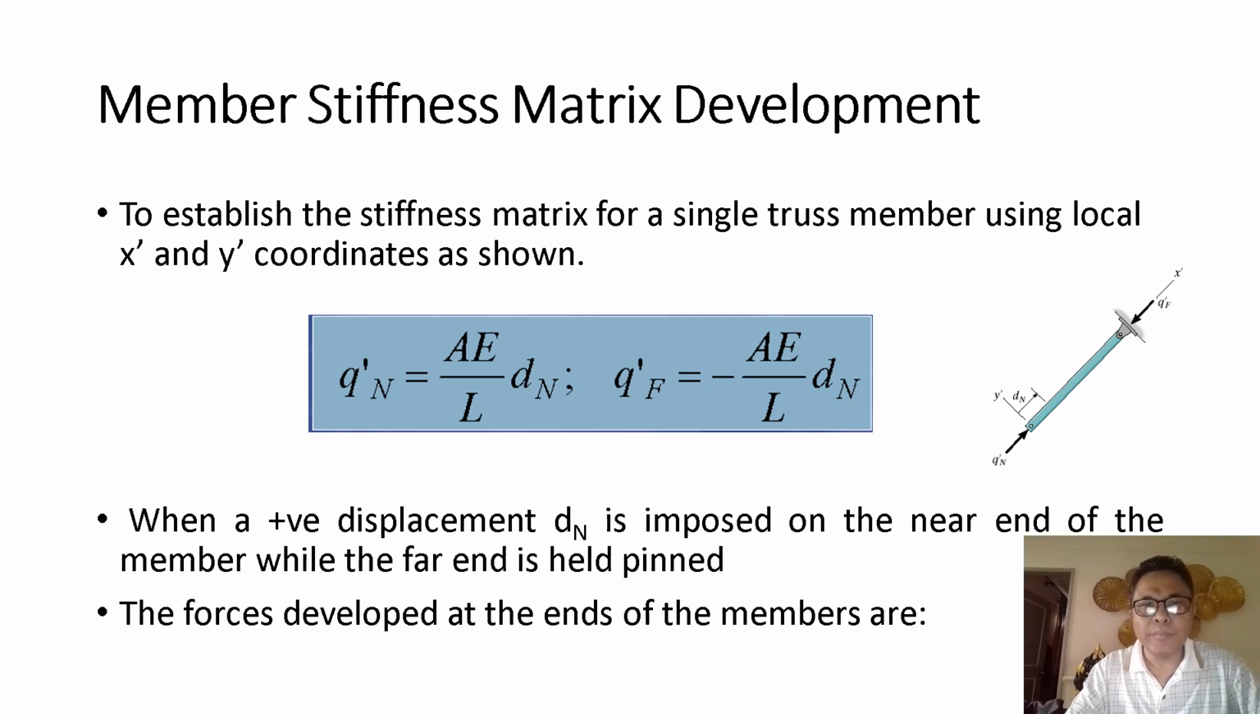This is the member stiffness matrix development for a single truss member, which is for local. Local means in the direction of the member, as established in this figure, where you can see there are two nodal forces acting, Q near at the near node, and Q far at the far node. All of the induced loads are given by this expression, EA over L times the near displacement, and at the far end the force will be the negative of it, EA over L times the far displacement.